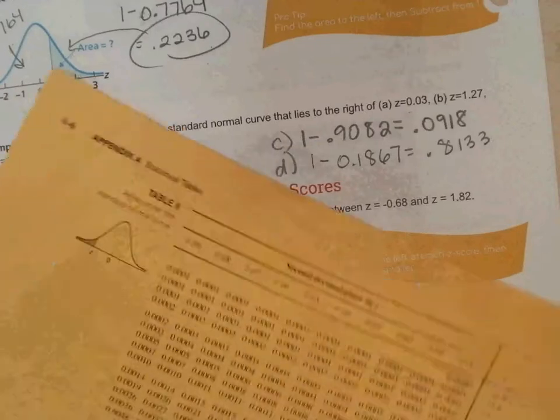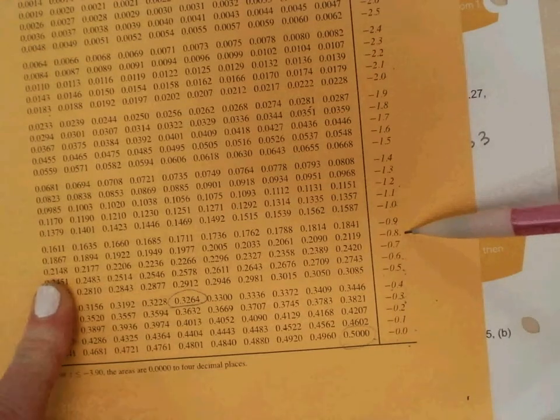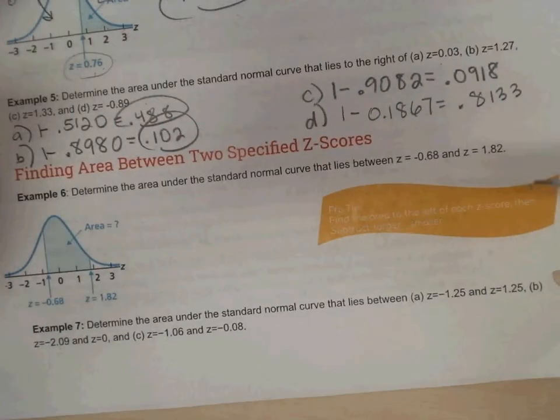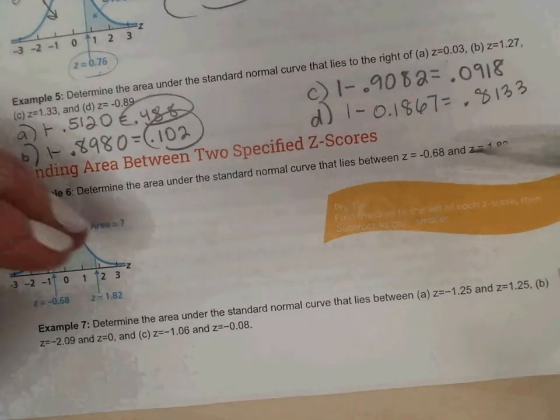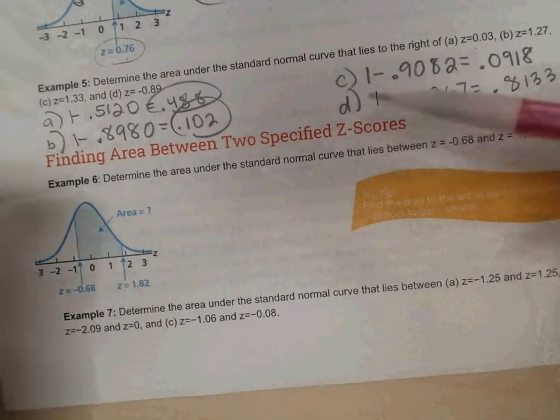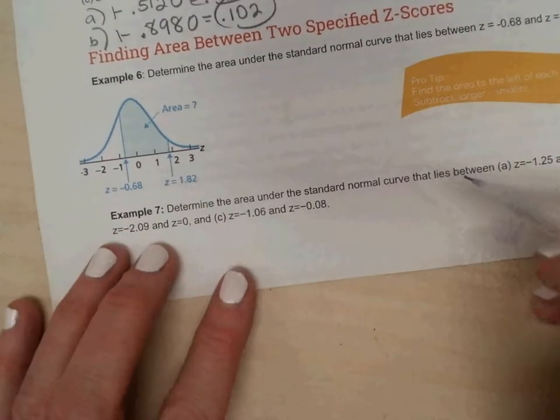So for negative 0.89, if we go to the negative side, negative 0.89. Oh, negative. Okay, that'll do it. And then this third section is between. So find the area between two specified z-scores.